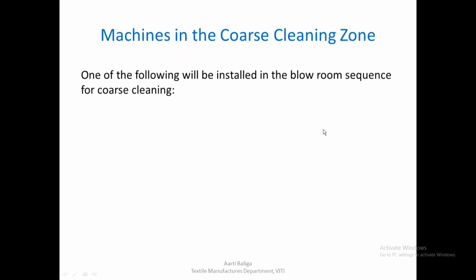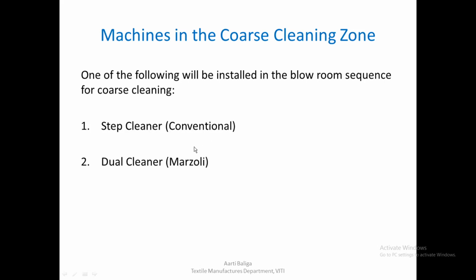One of the following machines will be installed in the blow room sequence for coarse cleaning. Different manufacturers provide different models, and you will find one of them in the sequence. In the conventional sequence, we can find a step cleaner. In the slightly more modern ones, one may find the dual cleaner by Marzoli or the AxiFlow by Trutzler.